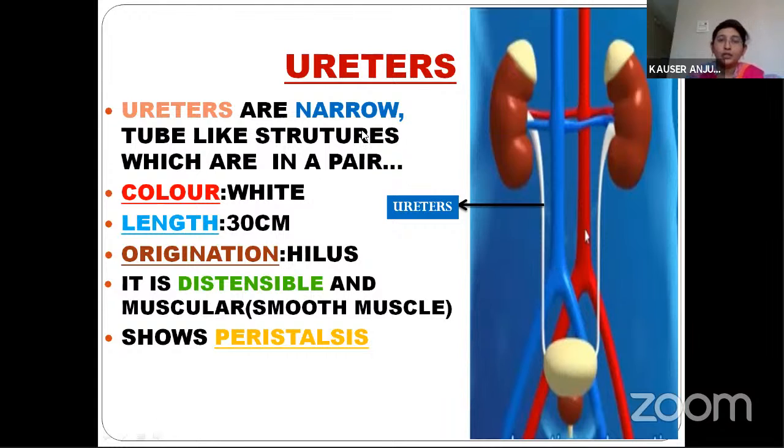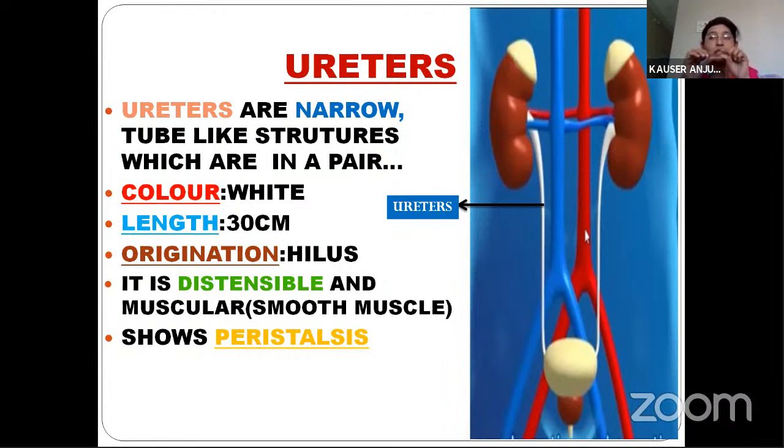So ureters are narrow tube-like structures which are in a pair, that is 2 in number, and its color is white. And coming to the length, how long it is, it is 30 centimeters in length. And what is its characteristic feature, what quality it has, it is distensible and muscular. Distensible means what? Which can extend in its length. Which can extend in its length is called as distensible.